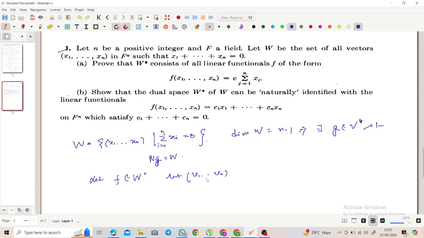So suppose f belongs to W naught. So for any vector in W, we have the summation of vi is 0. You already have it, right? But according to them, this is supposed to be 0. They are saying that this is a scalar multiple of this thing. Okay.